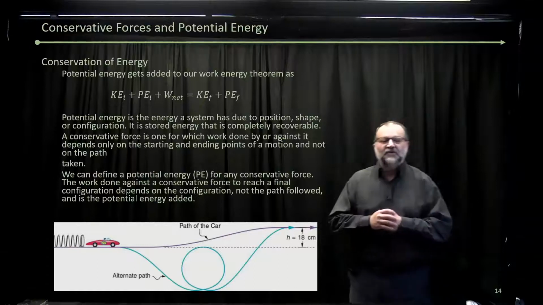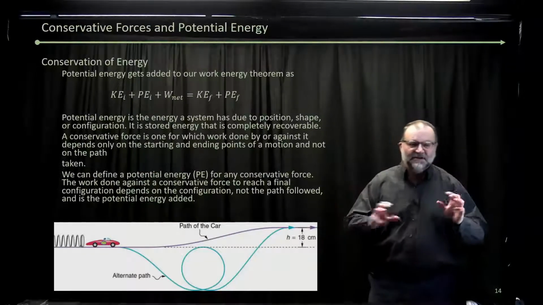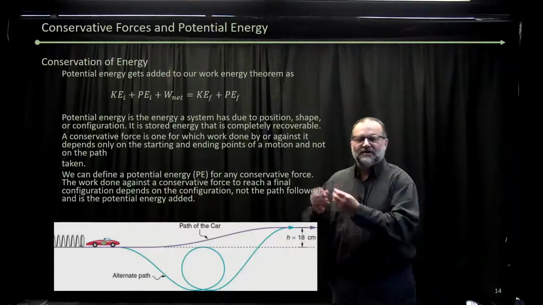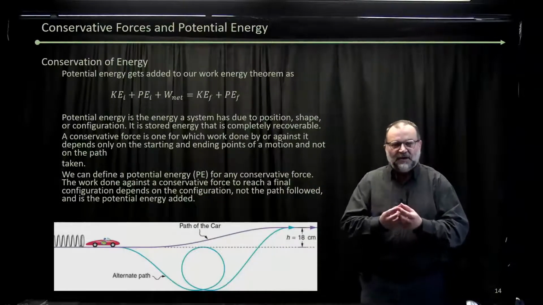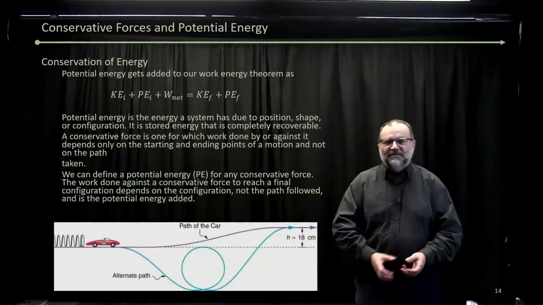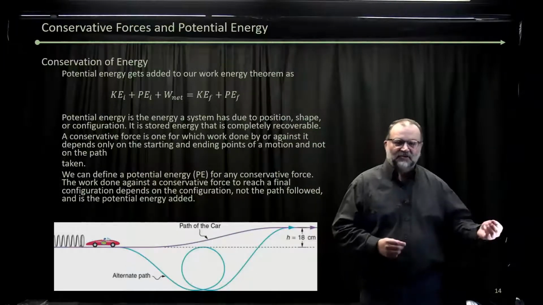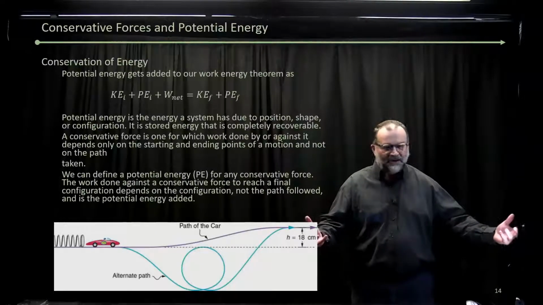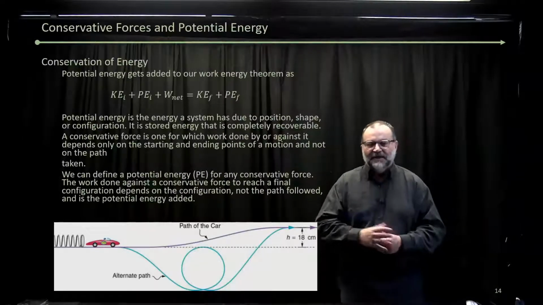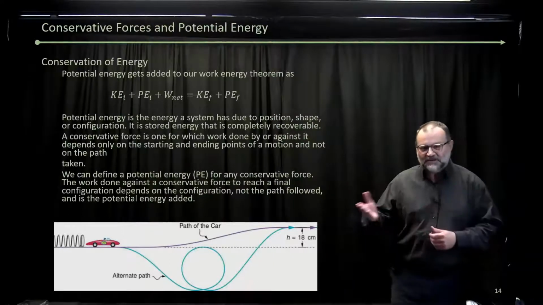This is the equation for conservation of energy in sort of the simplest form. We have our initial kinetic energy, our initial potential energy, work done by outside forces, and then our final kinetic energy and final potential energy. This is a system in which energy is conserved, none is lost, all right?